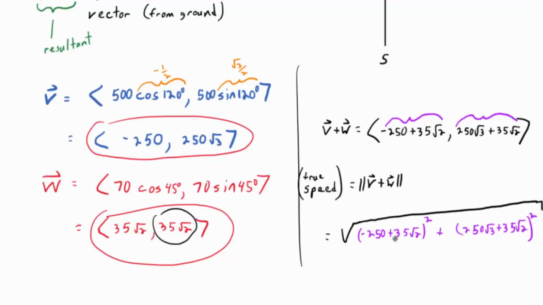Oftentimes in the calculator, I just do the radicand first, and then in the next step, I take the square root, just because it gets a little messy to have it all, but you can do it however you want. So I'm just going to give you the answer here. You can verify this for me if you want, but it's going to be approximately 522.5.